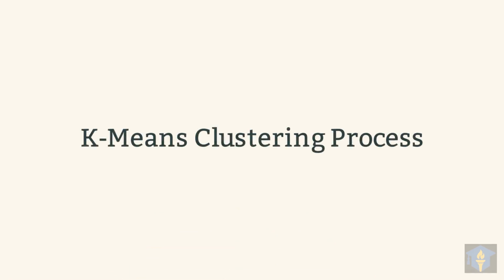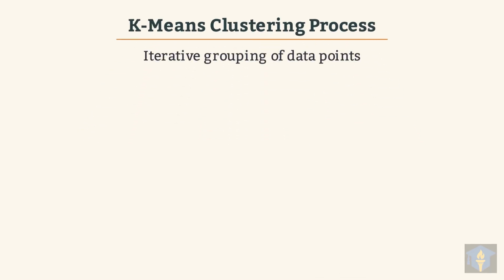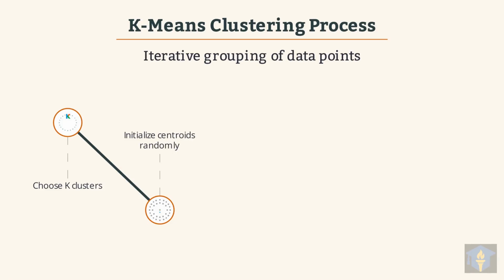Now, let's break down the k-means clustering process step by step to understand how it works. This is an iterative process where data points are repeatedly grouped until optimal clusters are formed. The first step is to choose K, which represents the desired number of clusters you want to find. Next, we randomly initialize K centroids, which are the initial centers for each of our clusters.